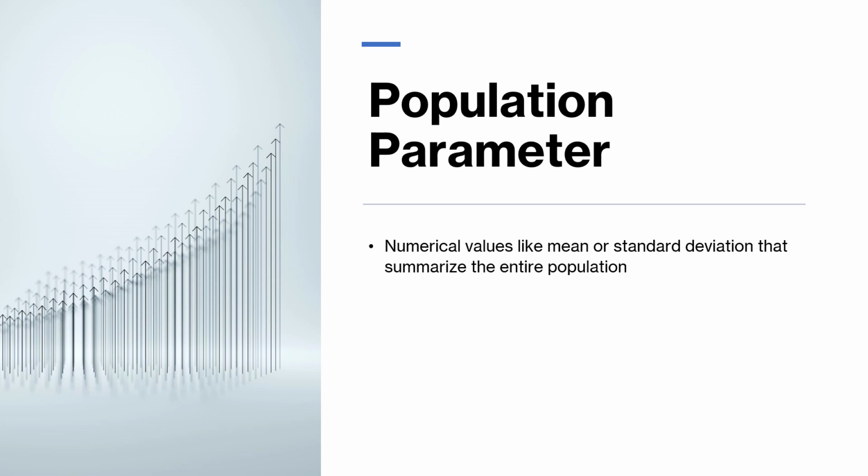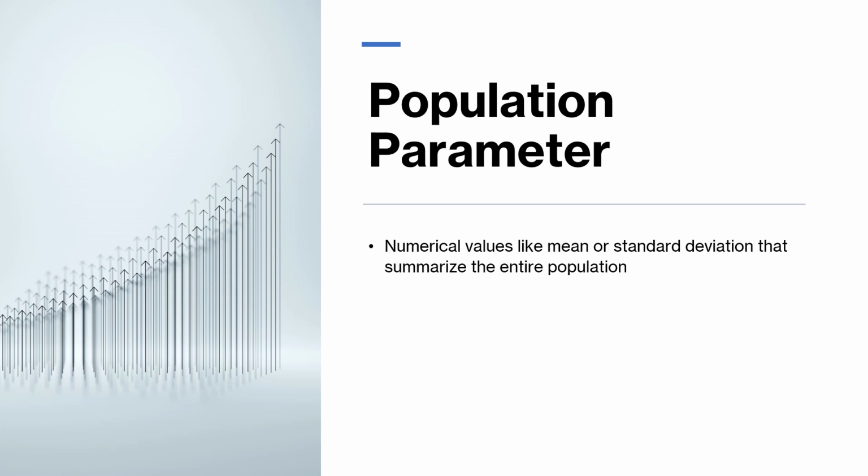Then we have something called a population parameter. That's a numerical value like mean or standard deviation that summarizes the entire population. For example, the average height of everyone in the United States might be a population parameter. However, that doesn't necessarily mean something that we can actually know the answer to. We know that it exists. There is an average height of the American citizen. However, how we would calculate that seems a bit more complicated.